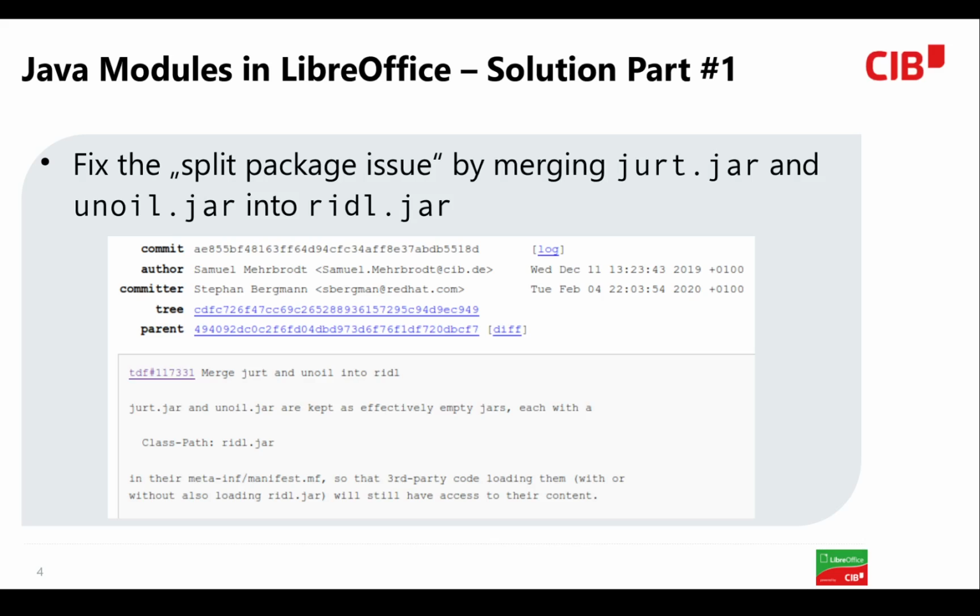So one can ask, what about backwards compatibility? And the answer is, backwards compatibility is given because the old jar files are still there. They are empty. They don't contain any class files. The only thing they do contain is a manifest with a class path set to the new jar file, the other jar file, ridl. So if you load the jurt.jar and the unoil.jar in an old project, it will still work because it has all the class files you need in the class path.